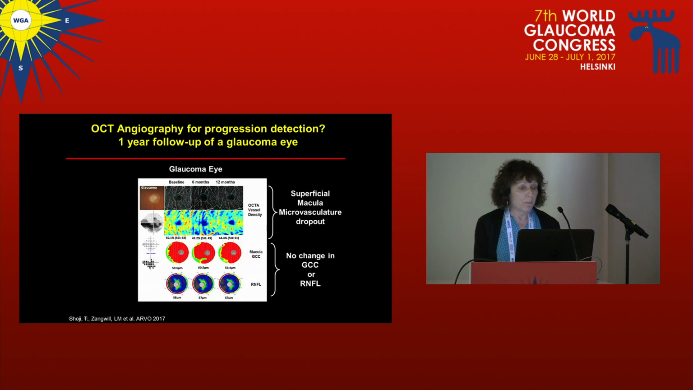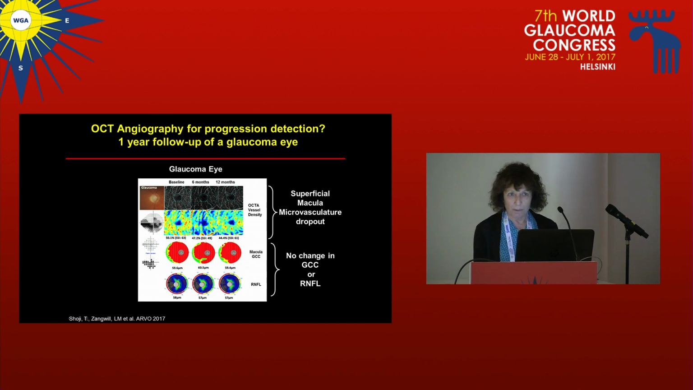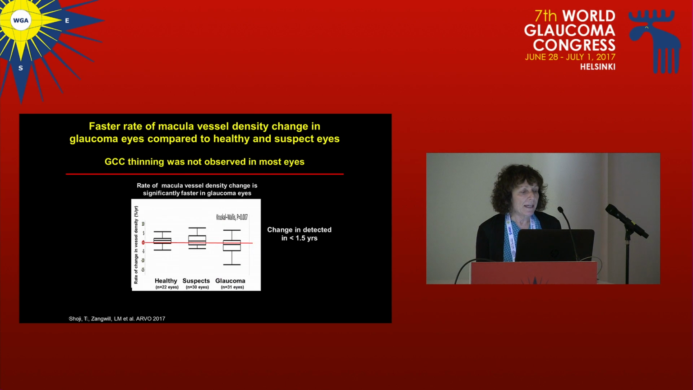Here, in terms of progression, I'm a skeptic by nature, but this is one case we only followed for a year. We see superficial dropout in the macula. It's a little bit variable, but we didn't see any change in the ganglion cell or the nerve fiber layer, particularly in this particular case.